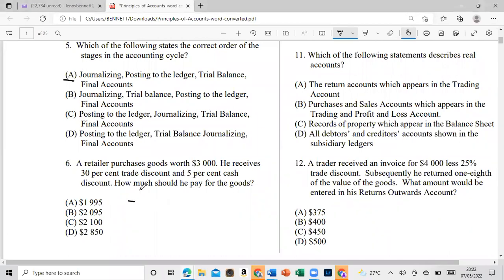All right. So a retailer purchases goods worth $3,000. He receives 30% and 5% cash discount. We're gonna do it step by step. So first, we're gonna find 30% of this. If you're getting a 30% discount, it means that they're gonna pay only 70%. But I don't want this to be like a maths video. People can go and watch maths videos. So let's try to make it about accounts. So that's 70% of 3,000. Let us say now the 5%.